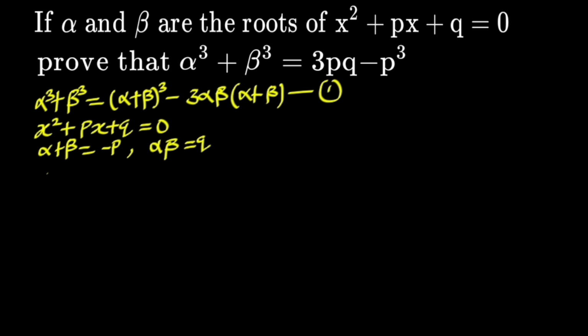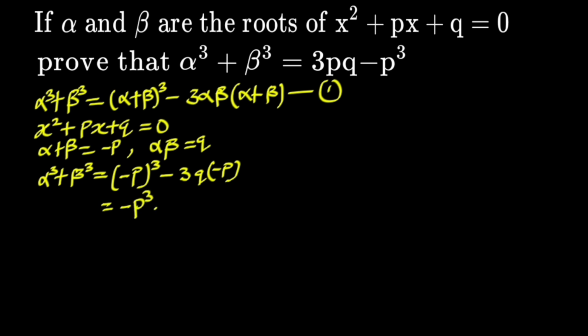Substituting the values of α + β and αβ in equation 1, this will give us α³ + β³ = (−p)³ − 3 times q times (−p), which will give us −p³ + 3pq, which can be written as 3pq − p³.